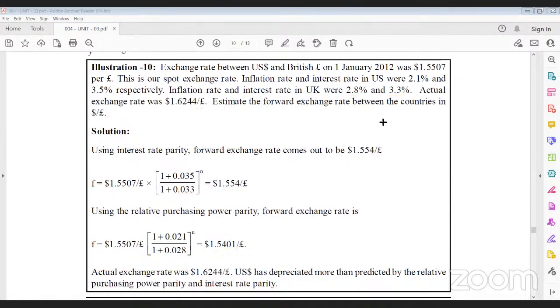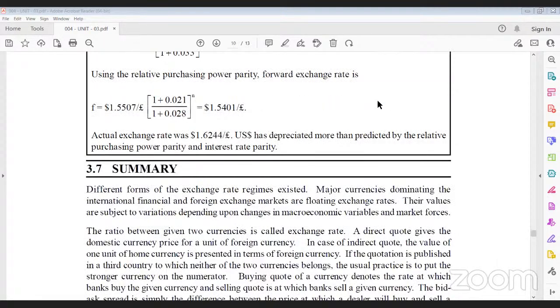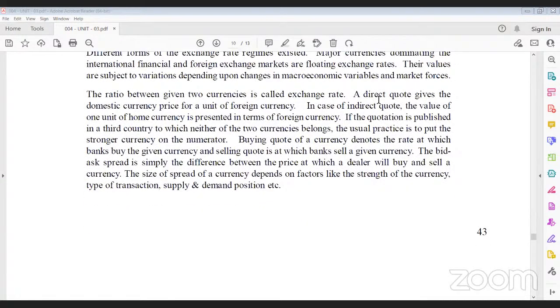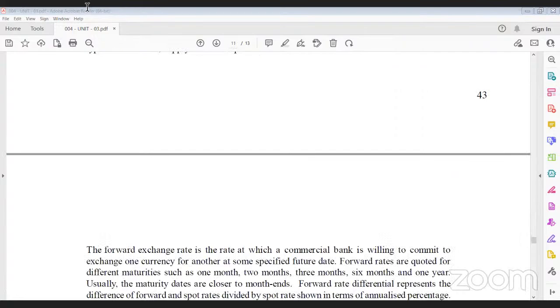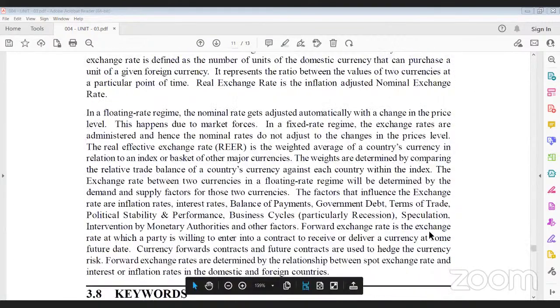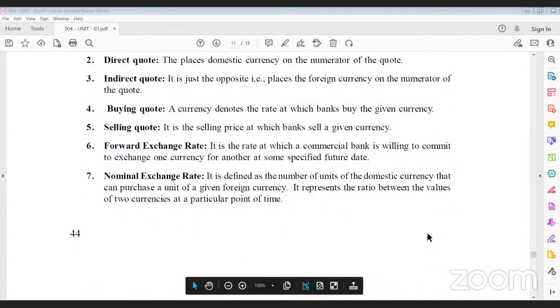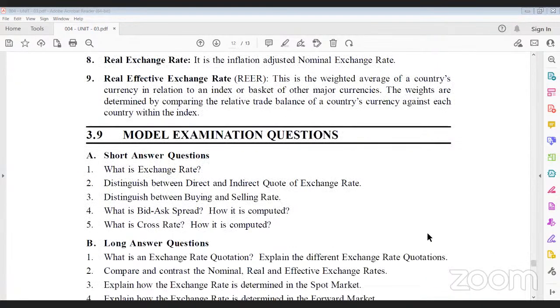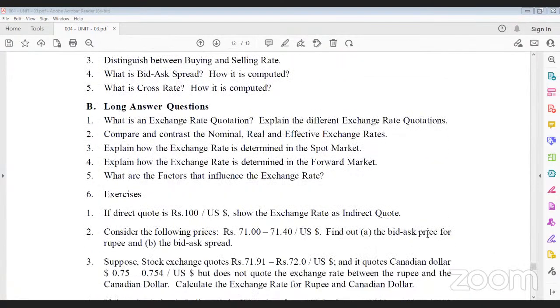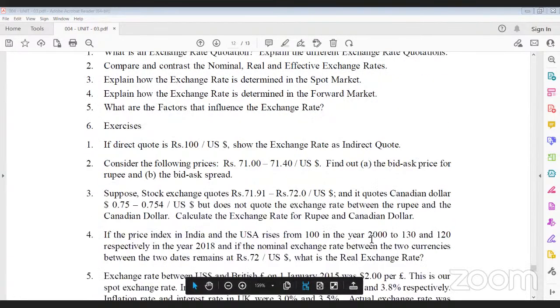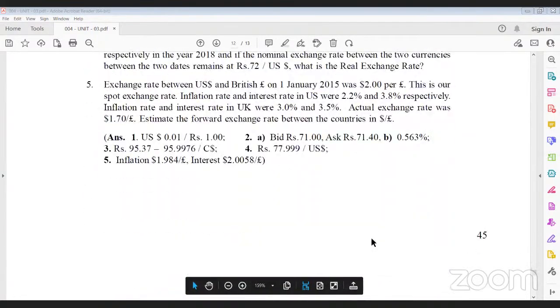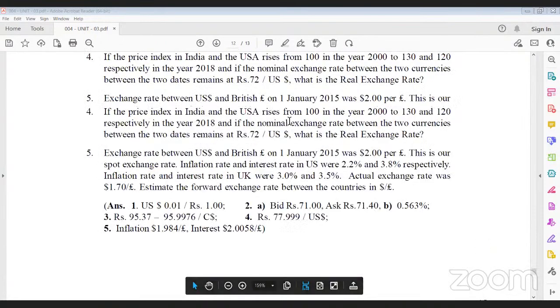Okay, so with this, this unit has come to an end. In this unit, mostly the concentration should be on learning the various concepts of exchange rates, followed by concentrating on solving the simple problems on the calculation of ask prices, bid prices, exchange rates, etc. Okay, so thank you. With this, we end this session.